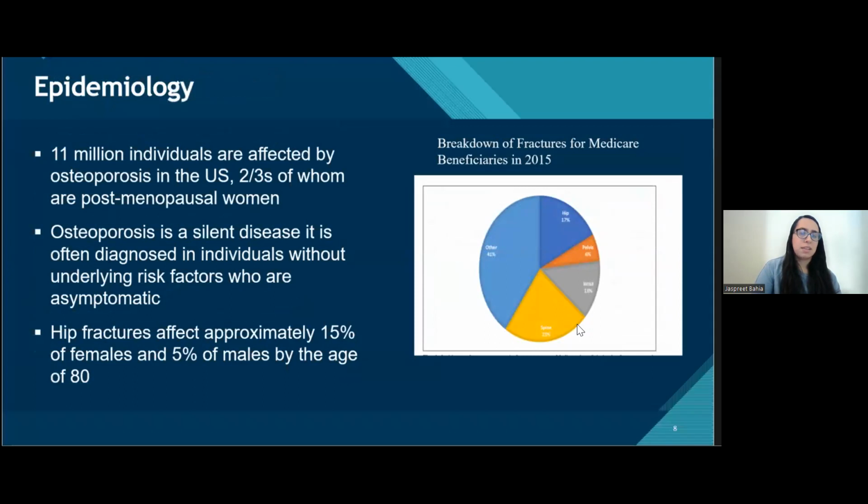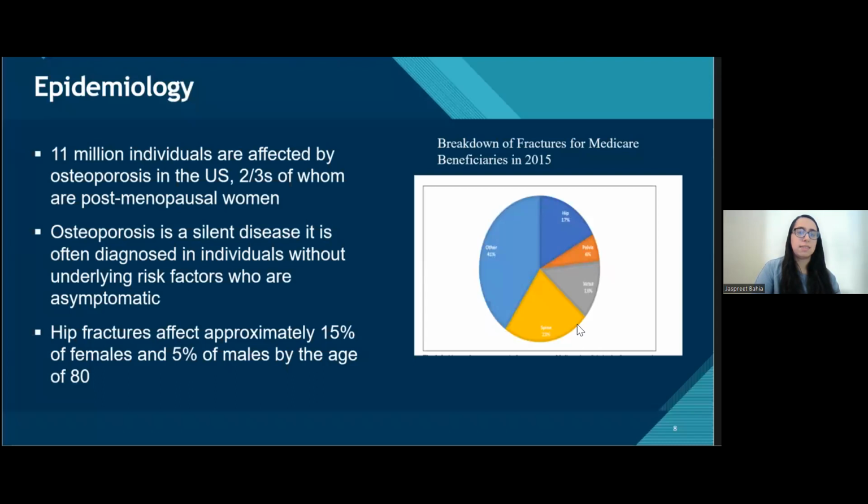Hip fractures affect approximately 15% of females by the age of 80 and 5% of males by the age of 80. If you turn your attention to the figure, this is a breakdown of the types of osteoporotic fractures patients faced in 2015. In 2015, there were 1.6 million new osteoporotic fractures in Medicare beneficiaries. The most common type of fracture was a spine or vertebral fracture, as you can see by that yellow wedge. The interesting thing about this is that 60% of vertebral fractures are actually asymptomatic, so patients don't actually know that they have them. And we find them on imaging obtained for other reasons.